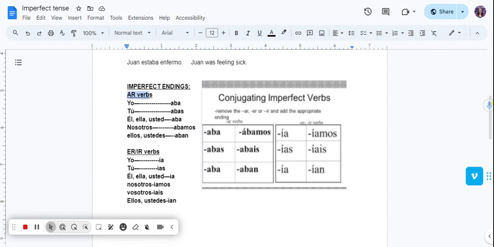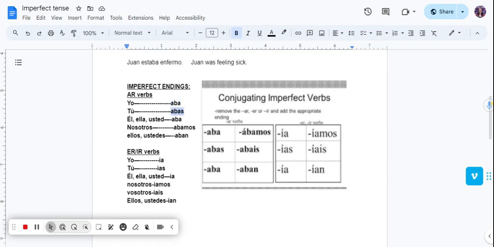Okay? So when you have an AR verb, it's just going to be aba, abas, aba, abamos, and aban. Notice how él, ella, usted, and yo have the same ending. So I would want to make sure I include the subject pronoun. Yo hablaba. I used to talk. Él hablaba. He used to talk. Ella hablaba. Hablaba, from hablar, to talk, is the same verb, and hablaba is exactly the same. So that's why we need to put the yo or the él, ella, usted in front of it, because otherwise we wouldn't be certain who our subject is.